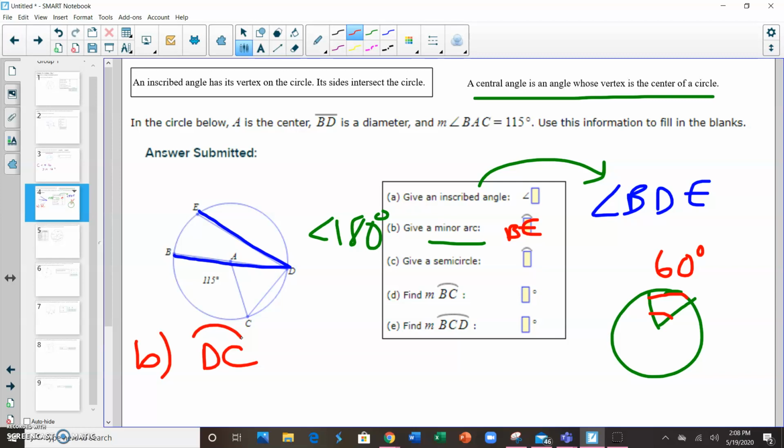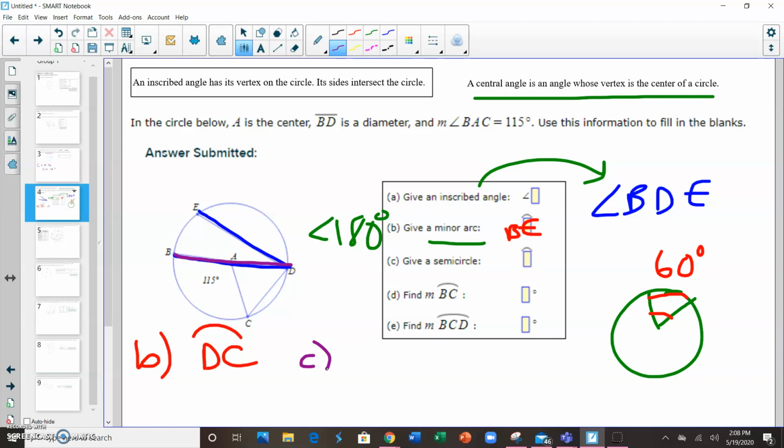Okay, next, part C, the semicircle. For the semicircle, if you notice that BD is a diameter, that means that if you do the top of the circle or the bottom of the circle, that would be your semicircle. So for part C, you need 3 points because you need to say whether you're doing the top half or the bottom half. You can't just say BD because I don't know if I'm going on the top or on the bottom.